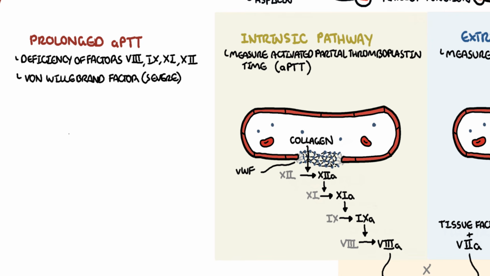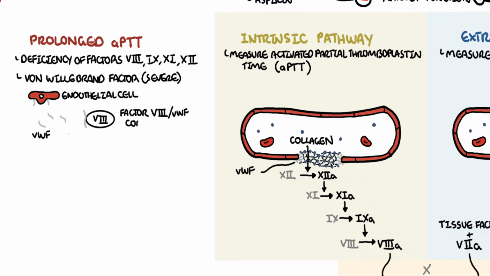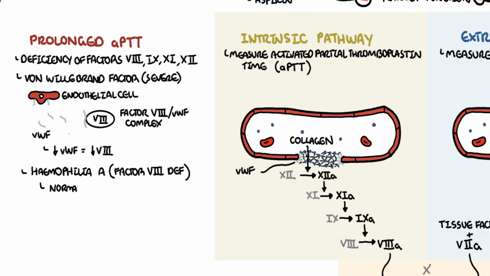Normally, endothelial cells make the von Willebrand factor, which gets cleaved. They bind to factor 8 and actually increase the half-life of factor 8. And so if you have low amounts of von Willebrand factor because of the disease, you have low functioning factor 8. Other causes include hemophilia type A, which is a factor 8 deficiency. And here you would have normal von Willebrand factors, but reduced factor 8.